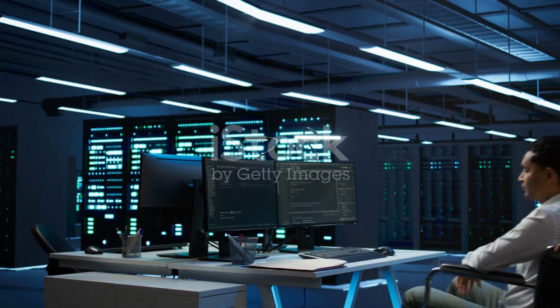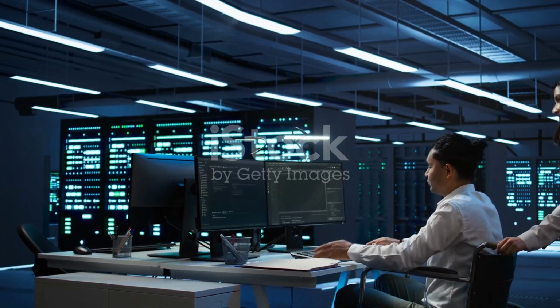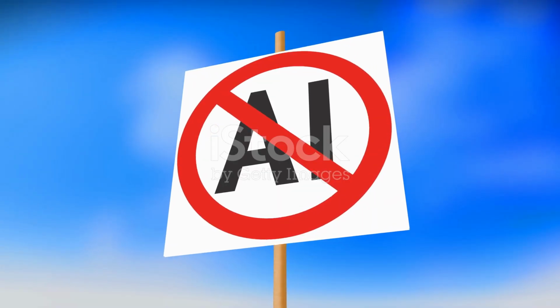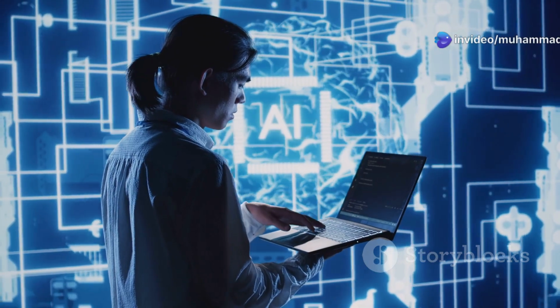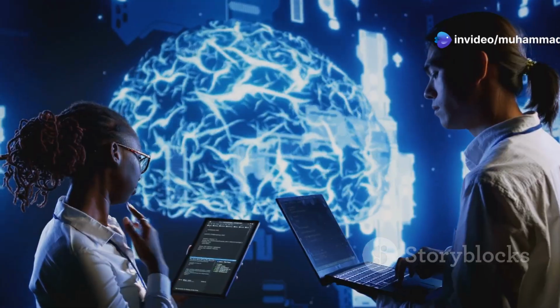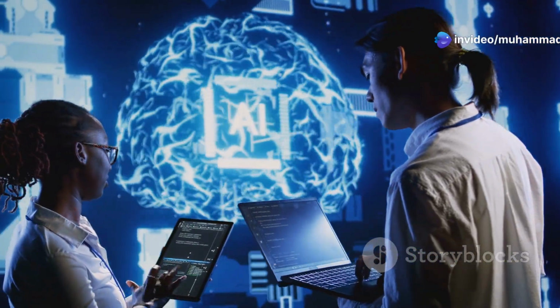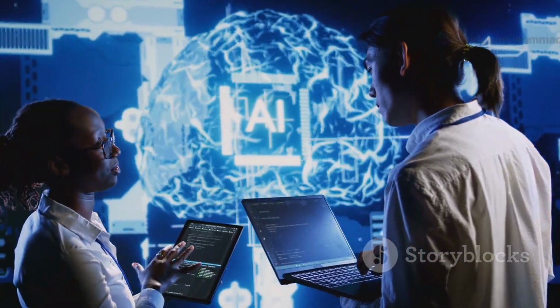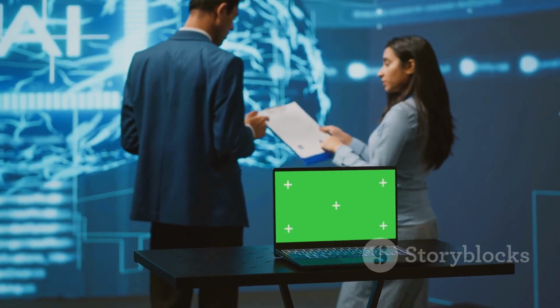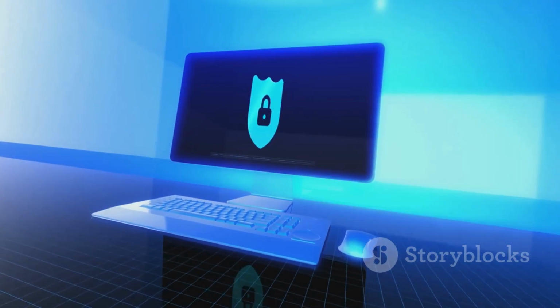Now, with all this incredible potential comes responsibility. One of the biggest concerns is bias in AI. See, AI systems learn from the data we feed them. And if that data reflects our own human biases, the AI will inherit those biases, which can lead to unfair or even harmful outcomes. Privacy is another big one.